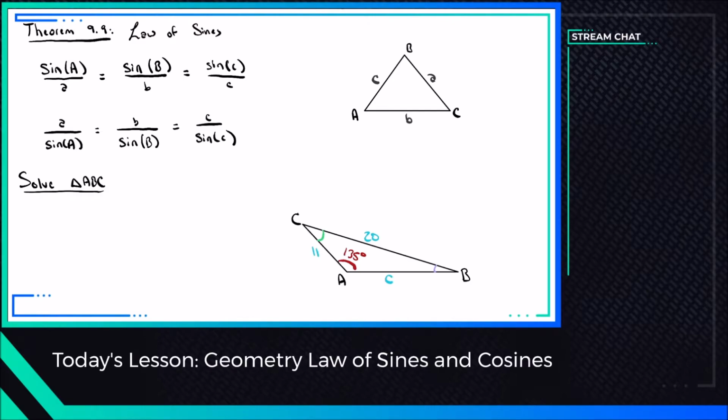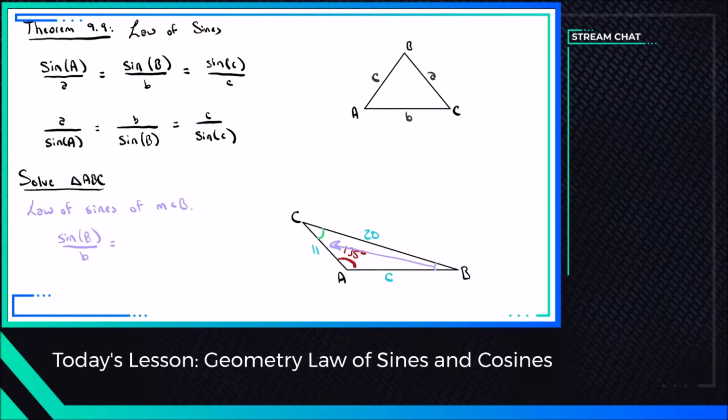Why don't we use the law of sines to find the measurement of angle B? And so we know that the sine of angle B divided by the length of side B, so that's the leg that is opposite, is going to be equal to the sine of angle A divided by the length of leg A. So that's going to be the 20 over there. So why don't we plug in those numbers?